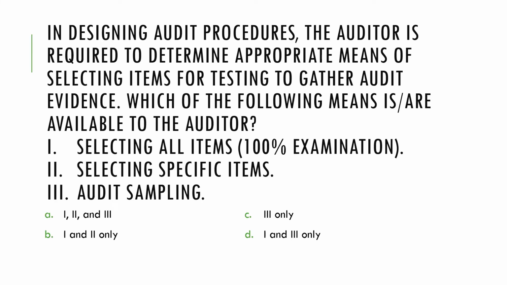Next, in designing audit procedures, the auditor is required to determine appropriate means of selecting items for testing to gather audit evidence. Which of the following means is or are available to the auditor? And to this, we know it's all of the three, right? The auditor may choose to test the entire population. The auditor may set criteria as to which items to choose, and so therefore selecting specific items. And of course, the auditor may perform audit sampling. So why is it 1 and 2 only? The answer to this should be 1, 2, and 3. There you have it. We have corrected the answer. It should be A: 1, 2, and 3.